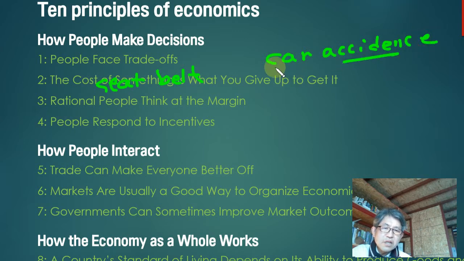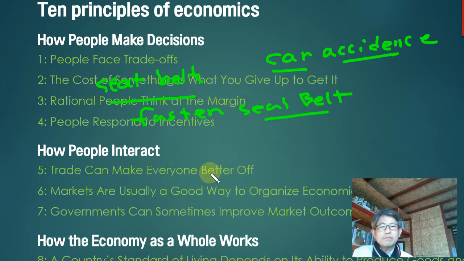Okay, car accidents. In car accidents, people try to fasten their seatbelt. For example, once you have a brake accident, if the driver fastened the seatbelt, then the car insurance company can pay willingly. But on the contrary, if not, they don't pay anything. Then most drivers try to fasten their seatbelt. Okay?